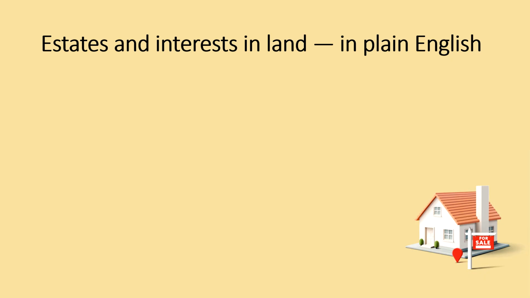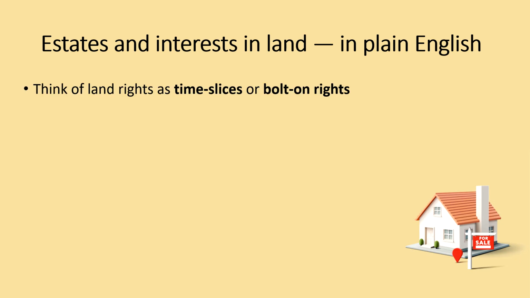Just trying to explain again what estates and interests are in really plain English so that everyone should be able to understand. So you can kind of think of land rights as either slices in time or bolt-on rights. What do I mean by that? If you have an estate, you possess the land, so it's basically in your ownership. You can have complete exclusive control over that land for a specific time period.